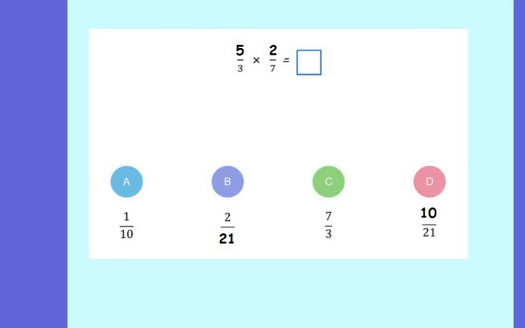So how about now? Pause the video, have a little think, work out your answer in your light blue book, or on your mini whiteboard if you've got one. Let's go through it. On the top, I've got 5 times 2, which gives me 10. And on the bottom, I've got 3 times 7, which gives me 21. So the correct answer was D.